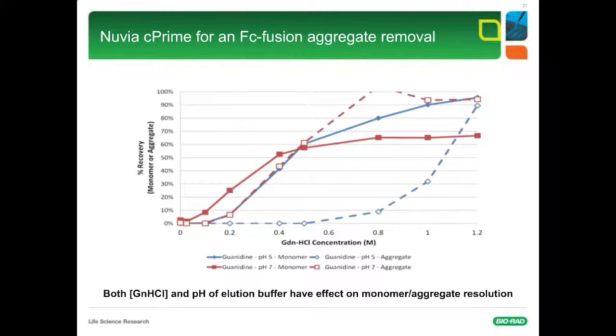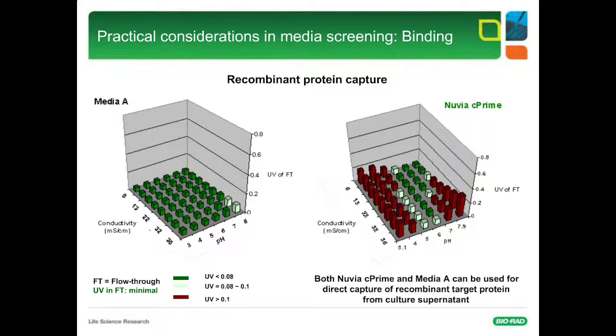So for media A, you see no matter you are using a high concentration of salt with high conductivity, or you choose the pH from 3 to 8, you always have a good binding. On the other hand, for Nuvia C', the binding takes place between pH 5 and pH 8 with no salt to up to about 200 millimolar of sodium chloride.